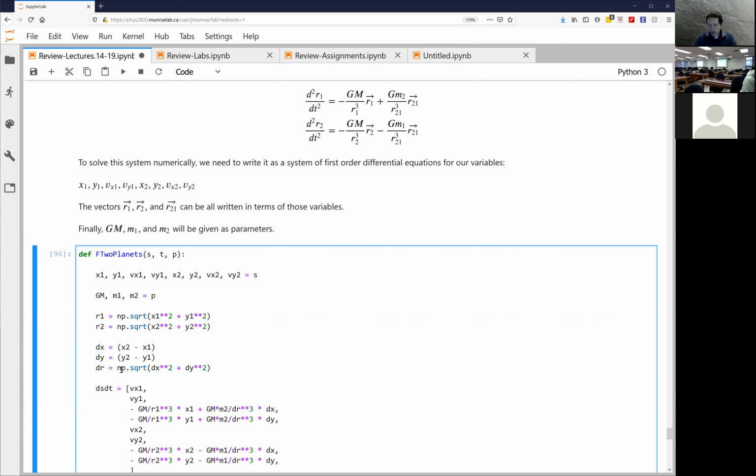Question. Do you need to find the net force before you apply a equals F over m, or can you do it component-wise? Never mind.